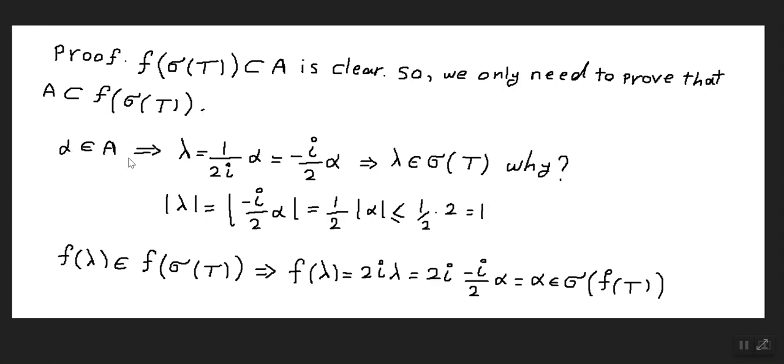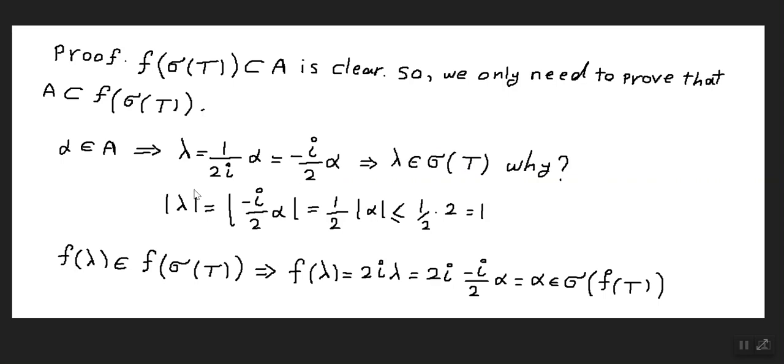Using this alpha, we construct lambda to be an element of the spectrum of T, like this. We take lambda to be 1 over 2i alpha, and 1 over i equals minus i. So this equals minus i over 2 alpha. We claim that this lambda belongs to the spectrum of T. Okay, why is it like that?